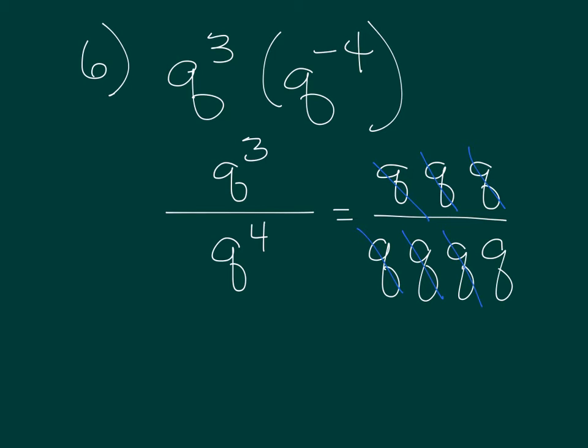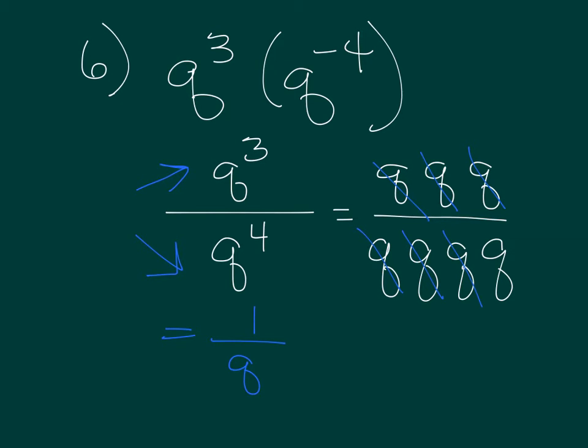And what I have left is 1q on the bottom, and I have nothing on top, so that's just a 1. Now, that's one way you can do it. The other way you can do it is you can look back here at q to the third and q to the fourth.